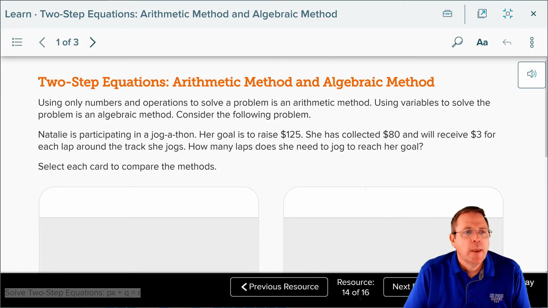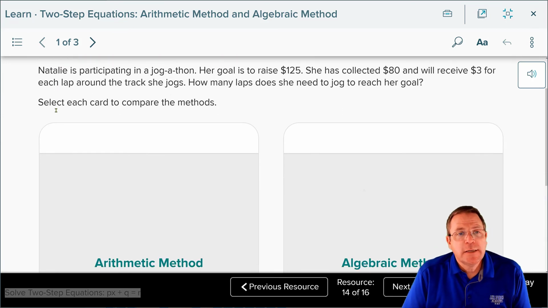Now the last thing we're going to do is compare doing two-step equations using the arithmetic method versus the algebraic method. Using only numbers and operations to solve a problem is going to be your arithmetic method. However, if you use variables to solve it, then you're going to have the algebraic method. Consider the following. Natalie is participating in a jogathon. Her goal is to raise $125. She has collected 80 and will receive $3 for each lap around the track she jogs. How many laps does she need to jog to reach her goal?